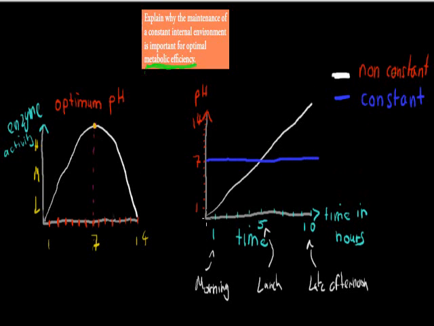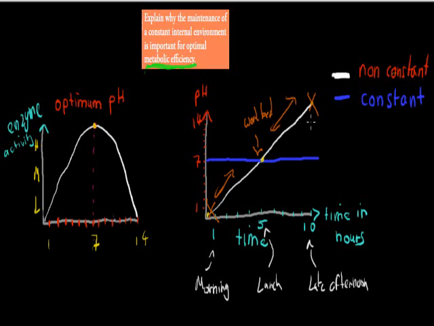Just imagine that you woke up and your pH in your body was about 1. Then as you increased your time, so in lunch you got to about pH of 7, and then at late afternoon you had a pH of about 14 in your body. But what would happen to your enzymes? Your enzymes would work the best here. They wouldn't work here at all, or here at all, and they would work bad in between as well. So all of these areas in between, they would still work quite bad.